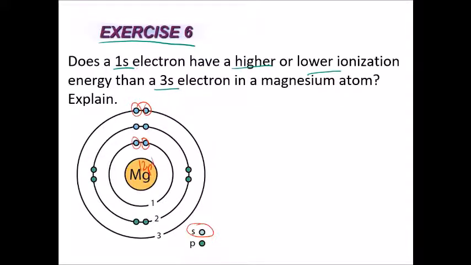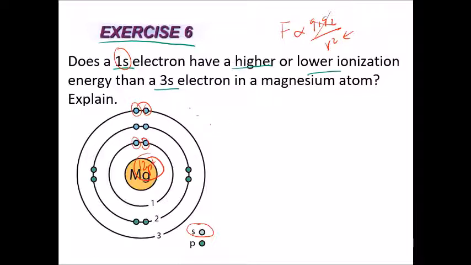Magnesium only has 12 protons, and it's going to have 12 protons affecting all the electrons regardless. So it's the same magnitude of charge. So looking at Coulomb's law, we're not worried about this part because that part's not changing. That's 12 protons, 1 electron. What we need to concern ourselves with is the distance. Does the 1s have a higher or lower one based off of its distance?